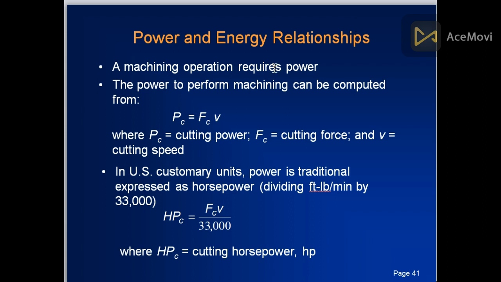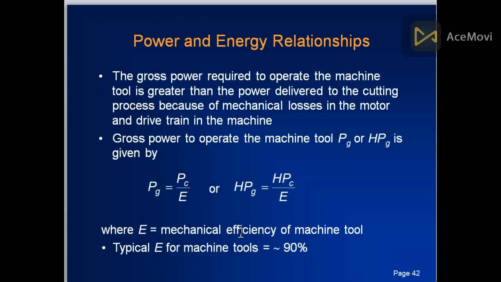Power and energy relationships. The power to perform machining can be computed from PC. Cutting power is equal to cutting force times cutting speed. In the horsepower system, it can be divided by 33,000. Similarly, gross power is given by PC divided by E, where E is the mechanical efficiency of the machine tool, and in horsepower it is given by HPC divided by E. HPC is the cutting horsepower.